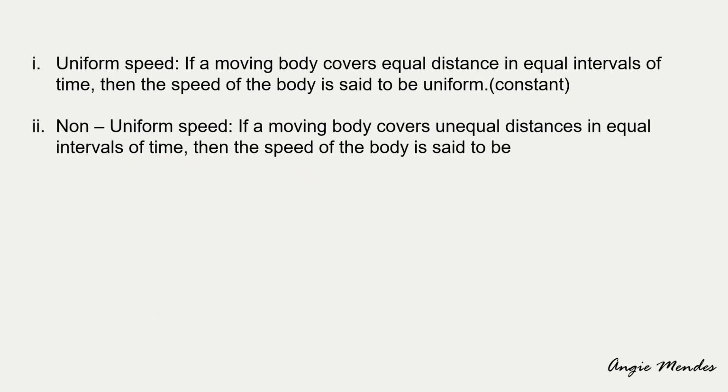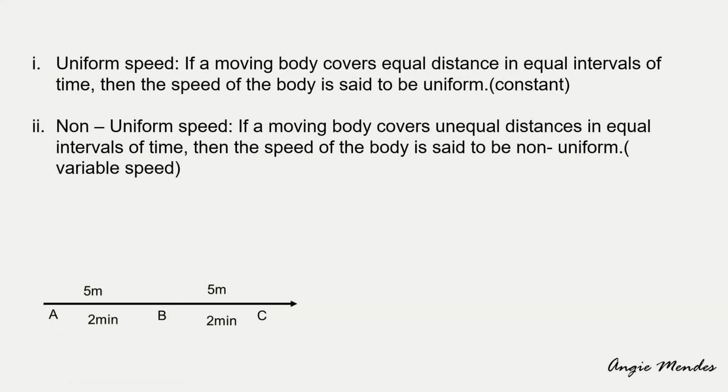To understand this, we will look at these figures. So here we have an object which is moving from A to B. It covers 5 meters in 2 minutes. And then from B to C, again it is covering 5 meters in 2 minutes. So the body is covering equal distance in equal intervals of time. So the speed of the body is uniform or constant.